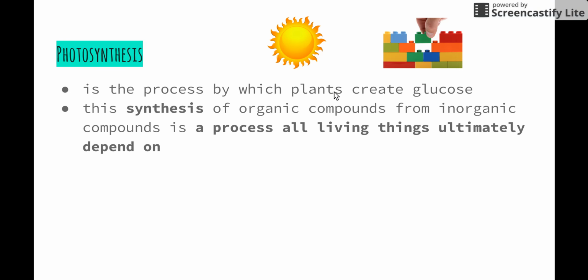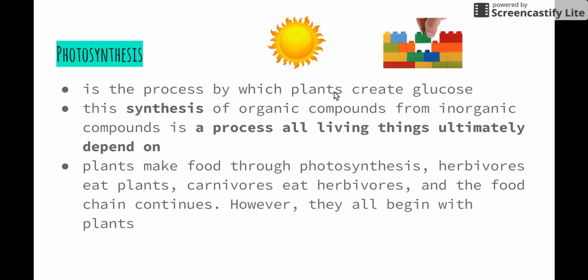So as we know, photosynthesis is the process by which plants create glucose. This synthesis or creation of organic compounds from inorganic compounds is a process that all living things ultimately depend on. As we looked at in the local ecosystem topic, we know that plants make food through the process of photosynthesis. Herbivores then eat the plants, carnivores then eat our herbivores, and our food chain and our food webs then continue. So if it wasn't for plants undergoing the process of photosynthesis in the first place, our ecosystems wouldn't have the energy required.